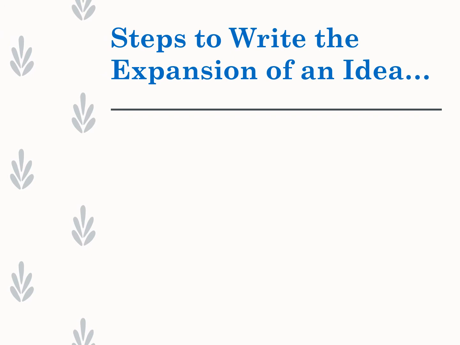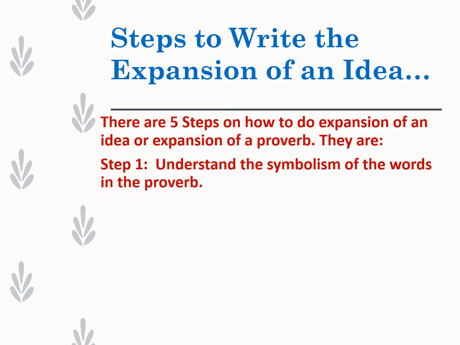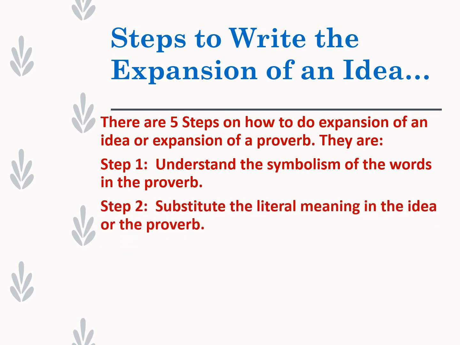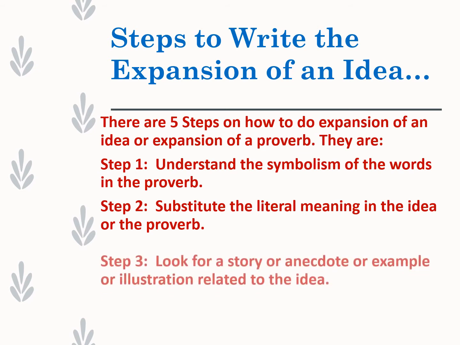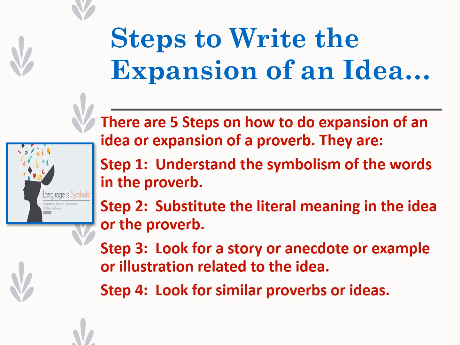What are the steps to write an expansion of an idea? There are 5 steps, and the first one is understand the symbolism of the words in the proverb. Second, substitute the literal meaning in the proverb. Third, look for a story, anecdote, an example, or something that happened, an illustration related to the idea. Then look for similar proverbs or ideas, and finally sum up or end the expansion or the paragraph.